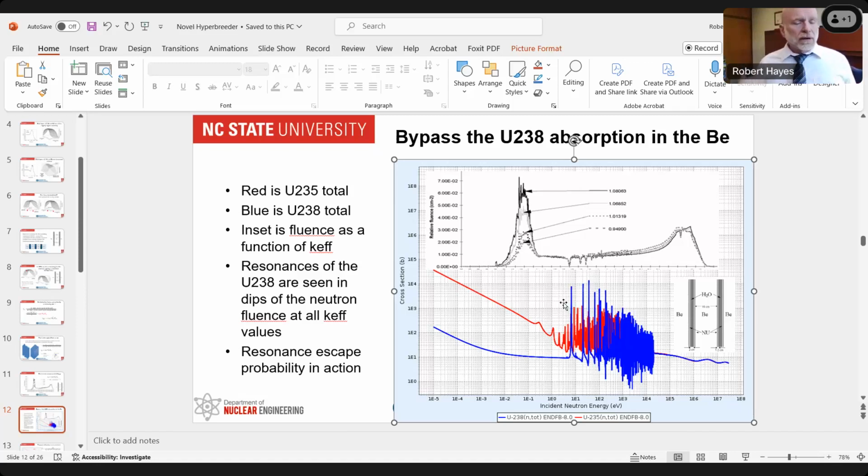The uranium-238 will really only fission if you got about a 2 MeV neutron that's coming in there. So you want to avoid these resonances because, again, the 238 will act like a poison. And so that's why you want your resonance escape probability to be increased.